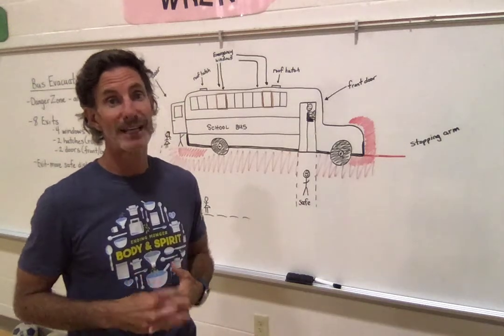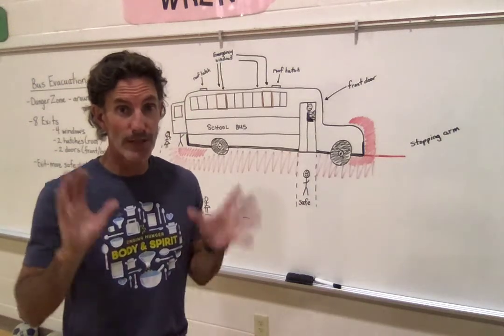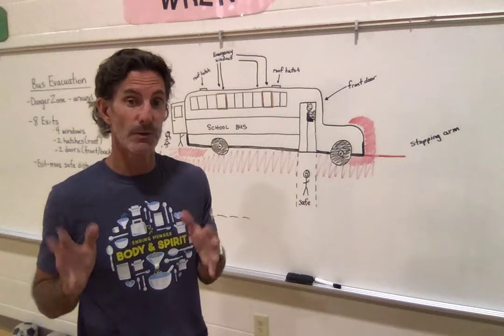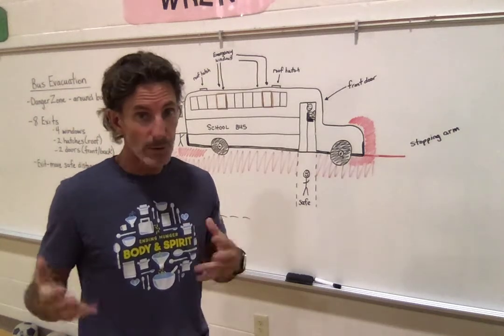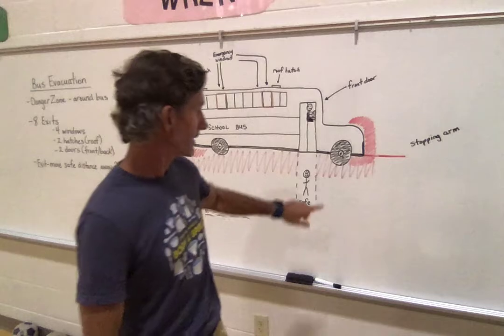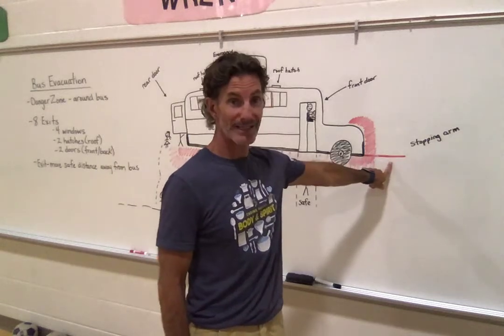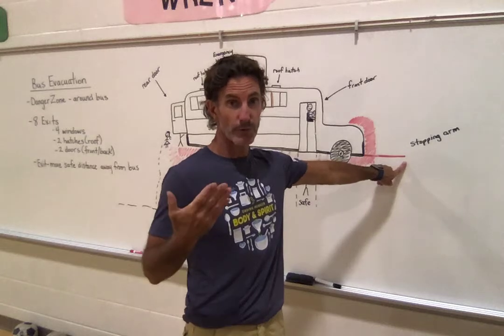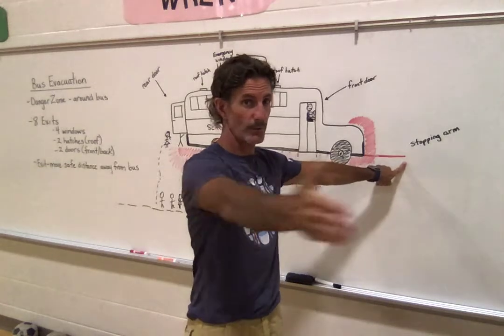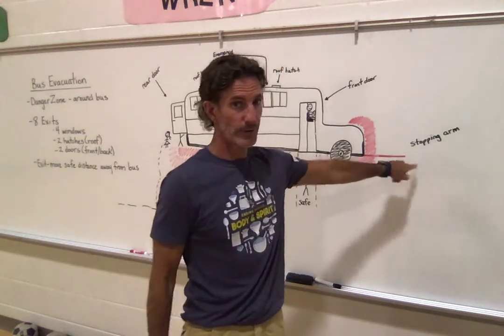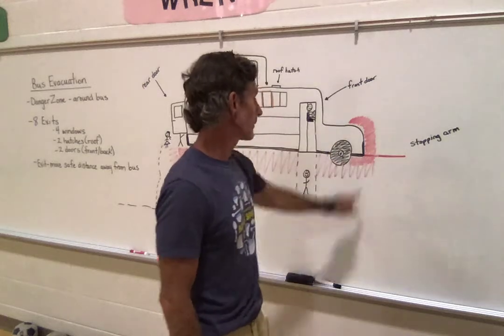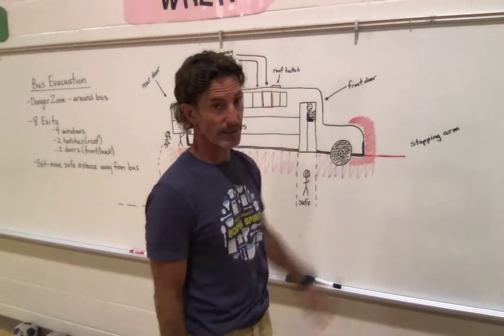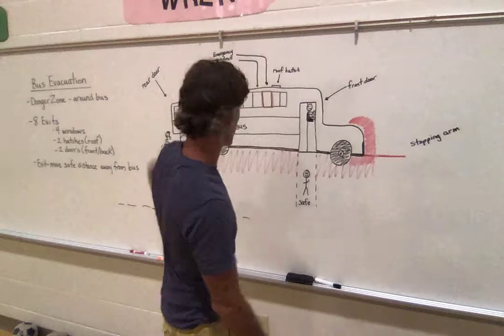And when we talk about a danger zone, we explain to the kids that you are not supposed to be in the danger zone ever. Not once in a while, not ever. The only time you get to go in front is all the way out here by the stopping arm. And that's when you walk all the way around. You wait for the driver to approve you to go by. They will give you the wave, and then you are allowed to cross the street once the driver tells you. But we do not get this close to the bus in the danger zone. It goes all the way around the bus.